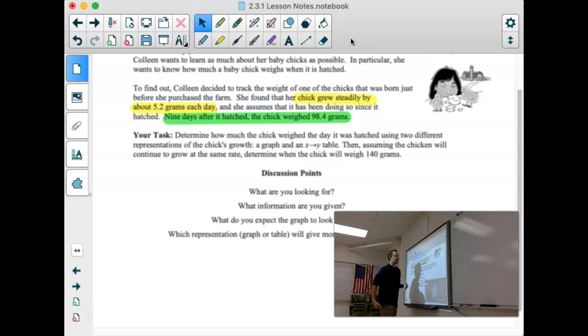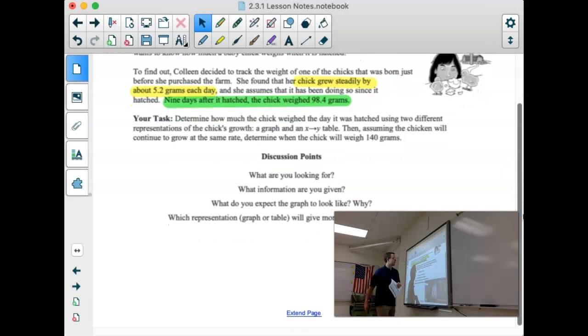A couple questions to keep in mind. I'll ask you to pause the video here and try to think of some answers to our discussion points. What are we looking for? What information are we given? What do you expect the graph will look like and why? And which representation, graph or table, do we think is going to give a more accurate result? I would take a minute to think about those questions before you continue with the video, just to get our mind thinking about what we're looking for here. What do we actually know? How can we use that going forward? That's what we are trying to figure out as we go forward.